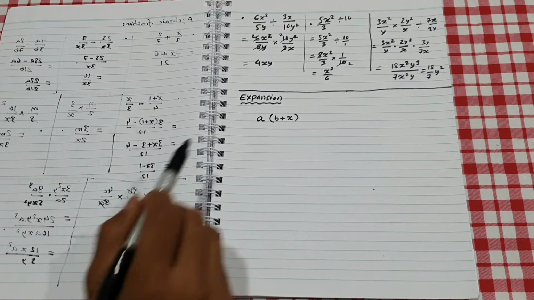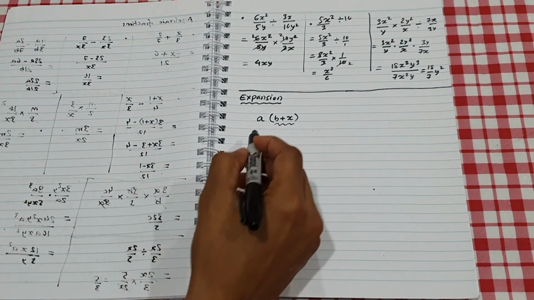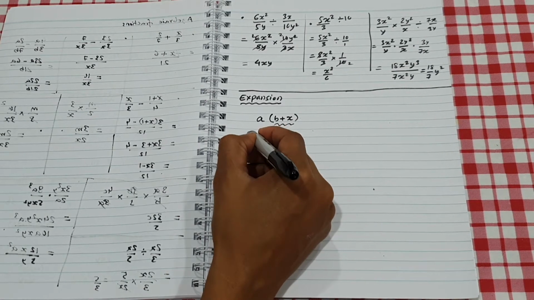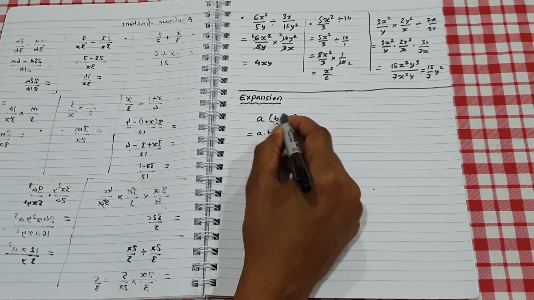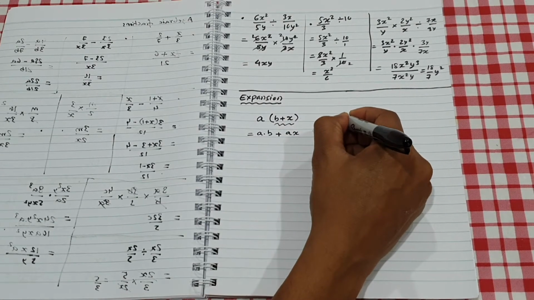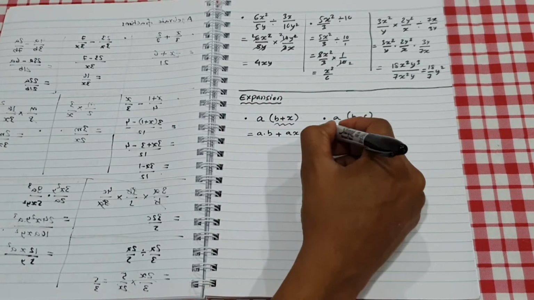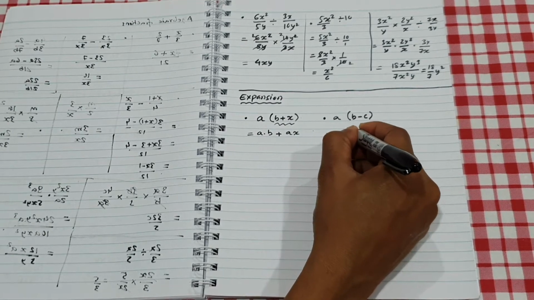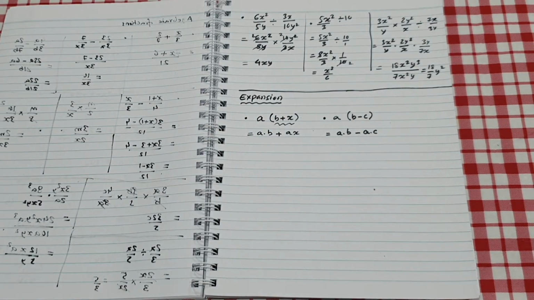It's a combined quantity, b plus x. So every time we multiply a to this combined quantity, if we have to expand, we have to multiply a to b and then keep the same sign, and you have to multiply a to x as well. This is a very important concept for us to learn expansion. Similarly, if you have a(b minus c), you will get a times b minus a times c.